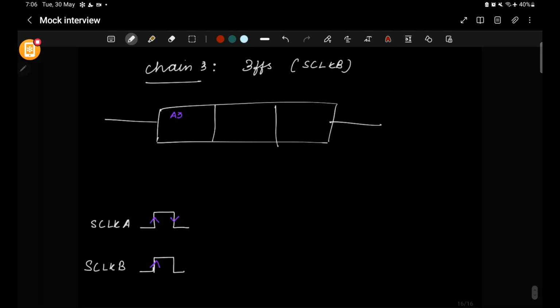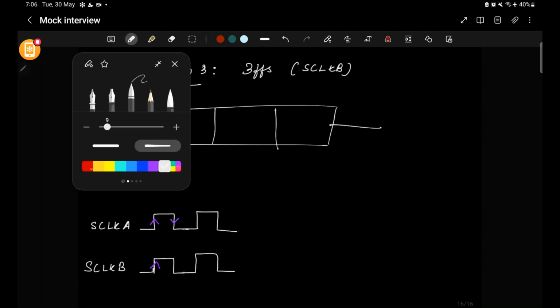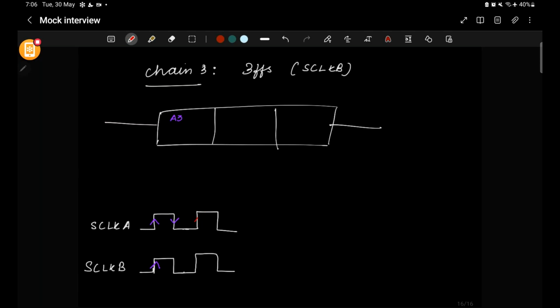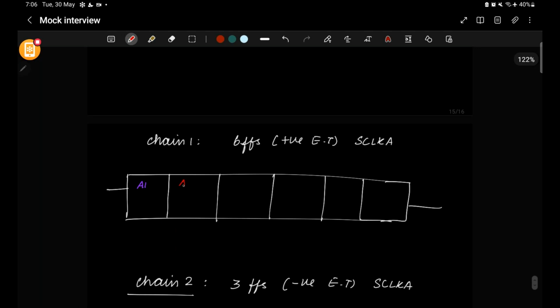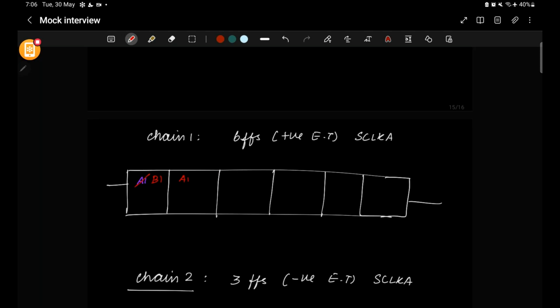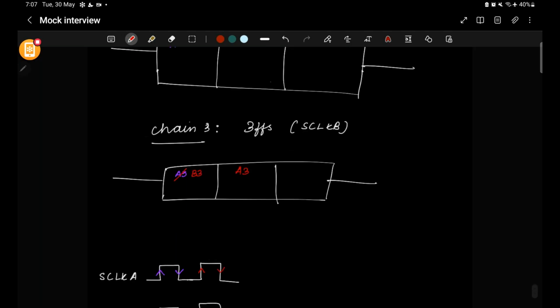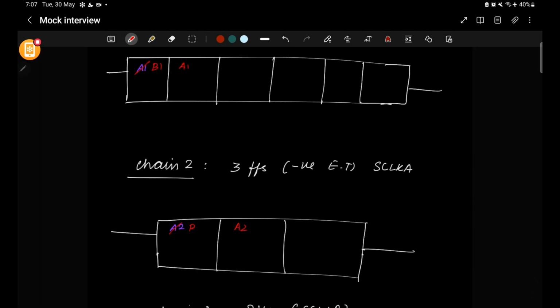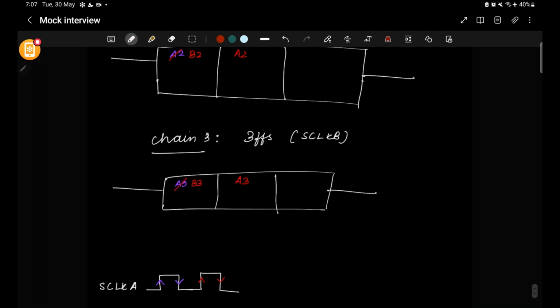Next, you have another pulse, the second pulse. In this case, what will happen? During the rising edge of scan clock A, this positive edge, this data will come here, and the next data will come here. During the rising edge of scan clock B, this data will come here and the new data will come here. And during the falling edge of scan clock B, this data will come here and here the new data will come.